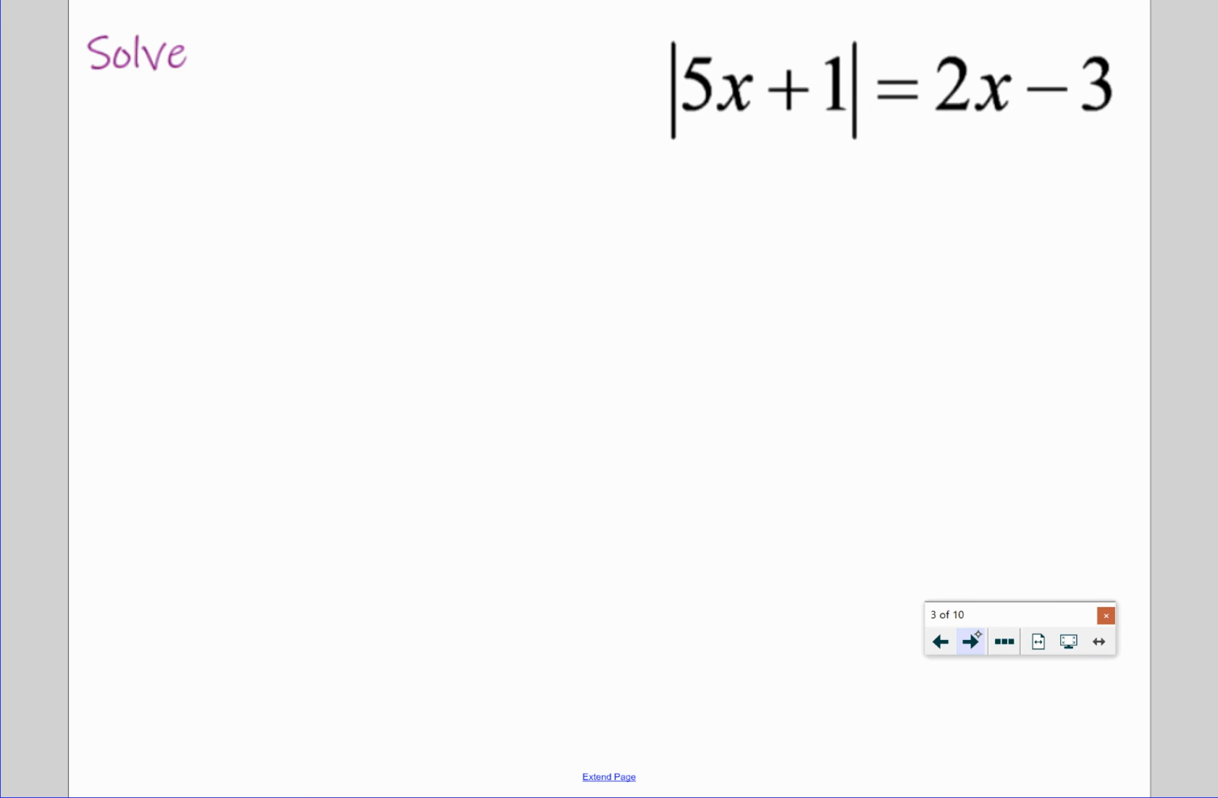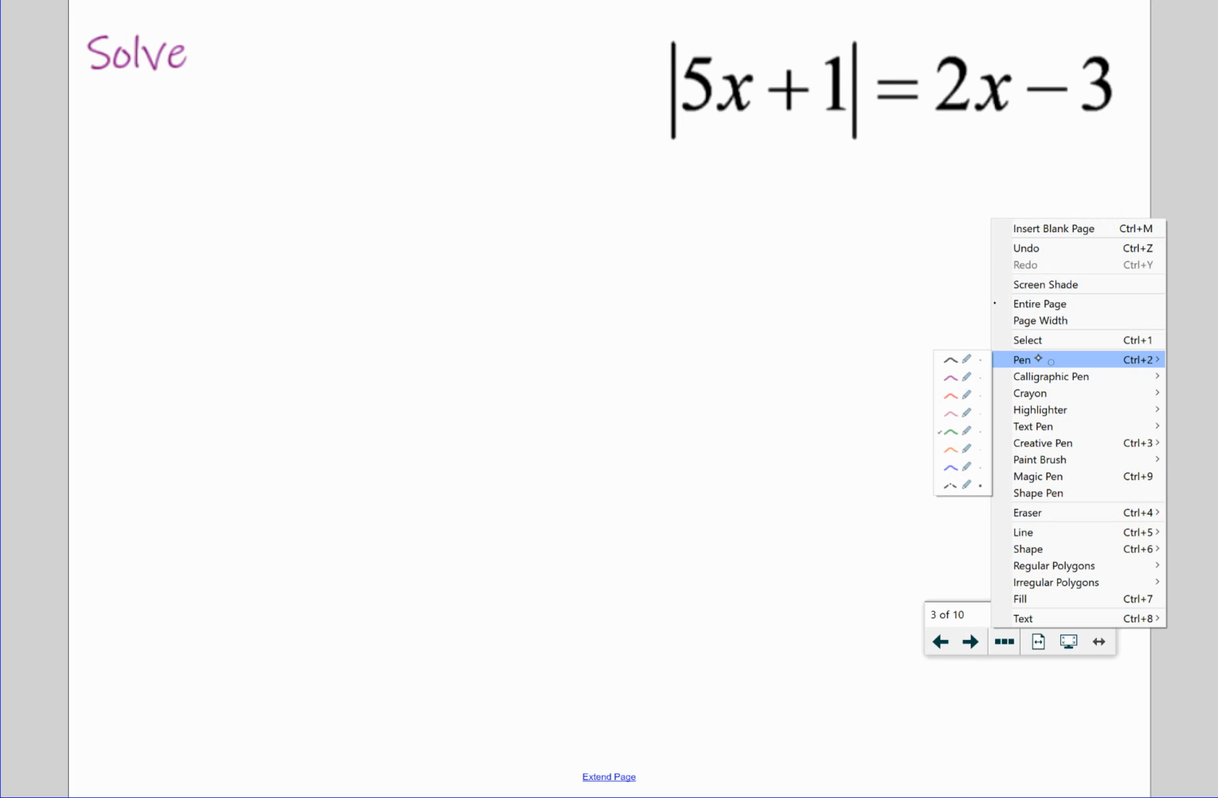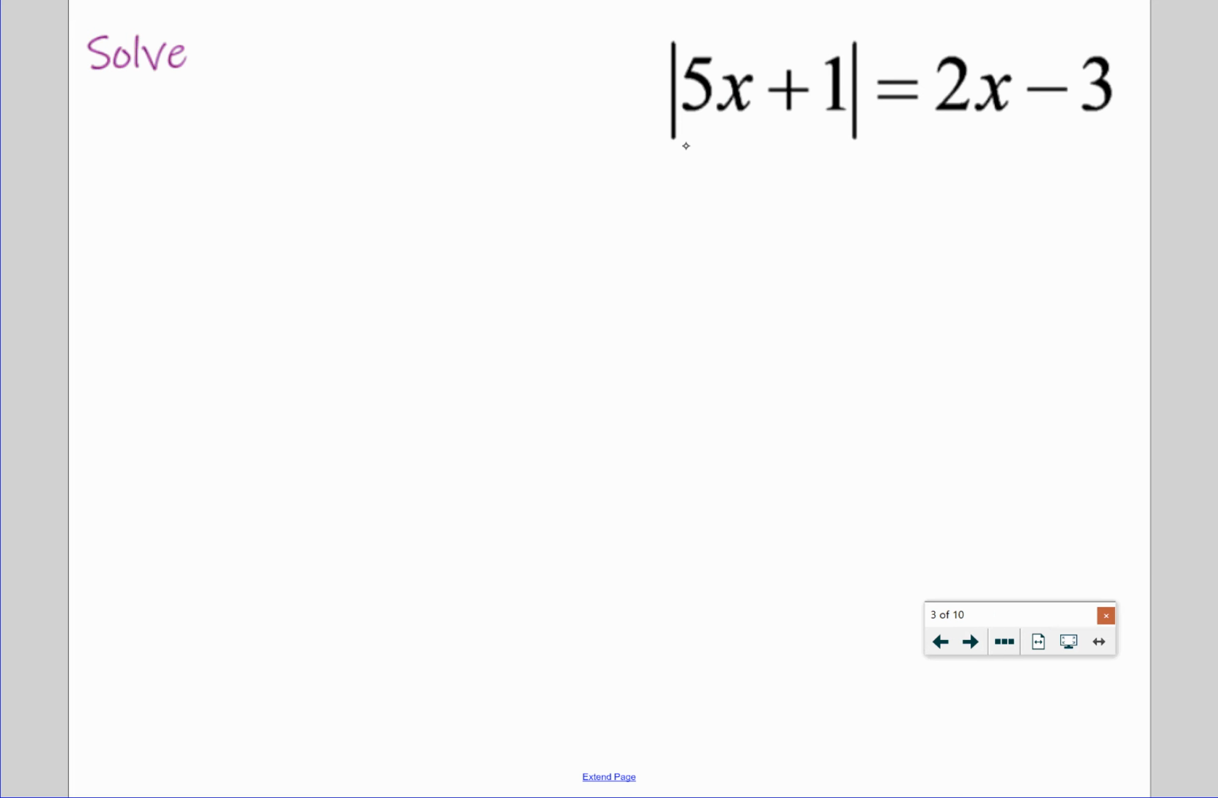Okay, our next problem is an absolute value equation. Remember with these, you first want to get the absolute value alone, which it already is. There's nothing added, subtracted, or multiplied or divided by it. If there was, we would want to move that to the other side.